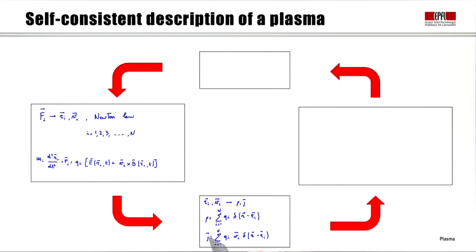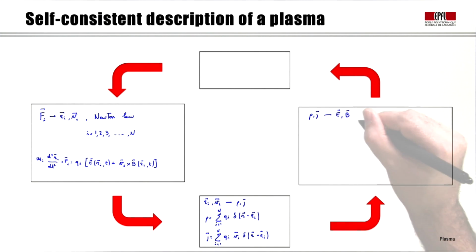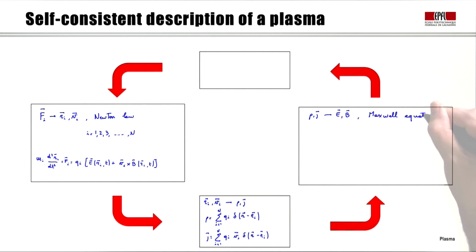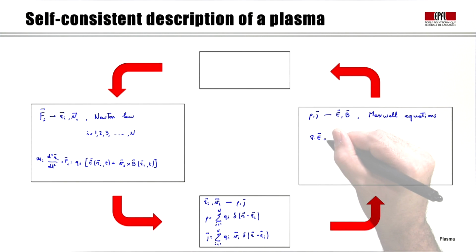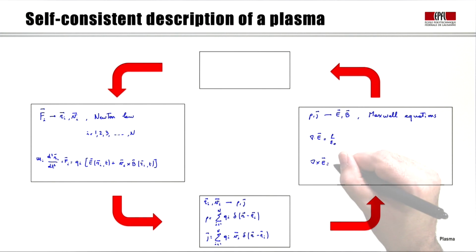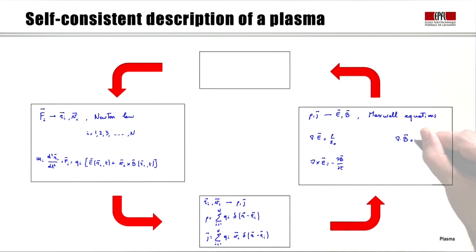Once we know the charge density and the current density, we can evaluate the electric and magnetic field. And this can be done by using Maxwell's equations, which state that the divergence of E is equal to rho over epsilon 0. The curl of E is equal to minus dB over dt. Divergence of B is equal to 0, and curl of B is equal to mu 0 J plus epsilon 0 dE over dt.